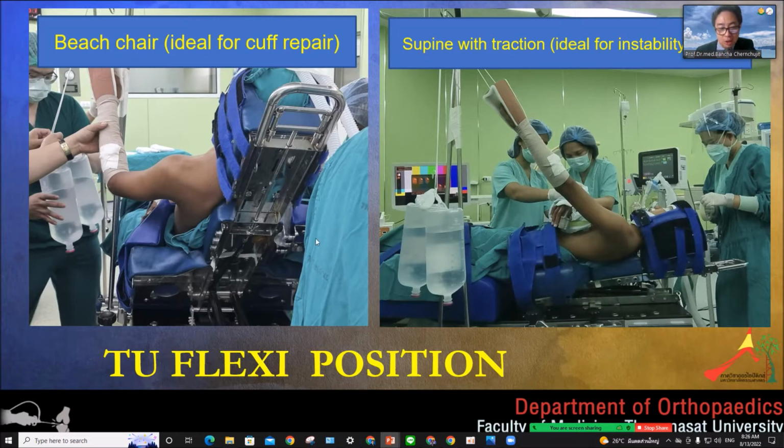You put the patient in the beach chair, right? And also attach the traction. So if you do instability, you put the head down, okay? And you can do the instability repair. If you want to do the rotator cuff, or you need to do other surgery, you can do this beach chair position. It's quite useful.